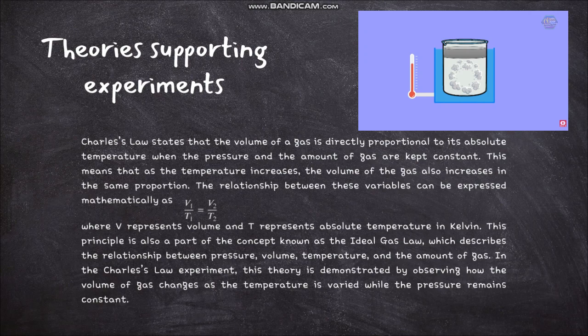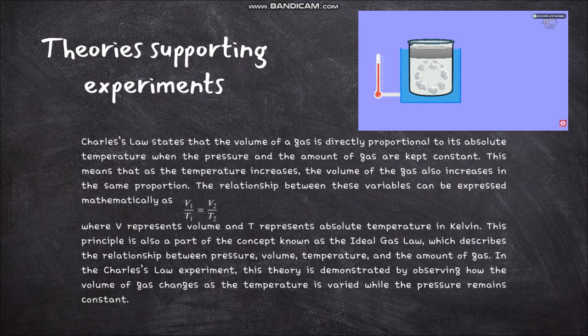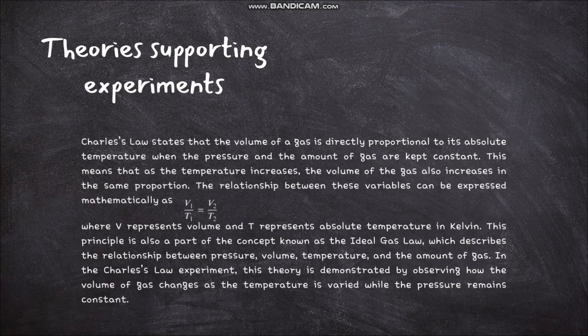This principle is also part of the concept known as the ideal gas law, which describes the relationship between pressure, volume, temperature, and the amount of gas. In the Charles' law experiment, this theory is demonstrated by observing how the volume of gas changes as the temperature is varied while the pressure remains constant.